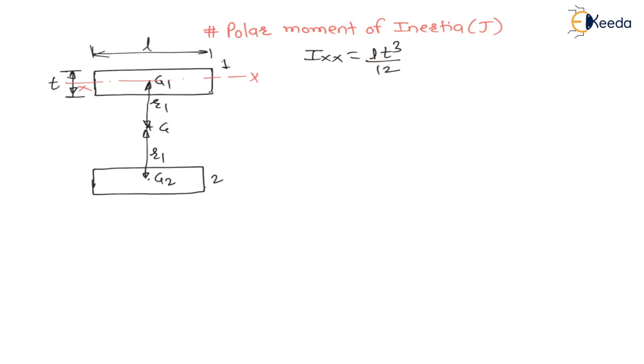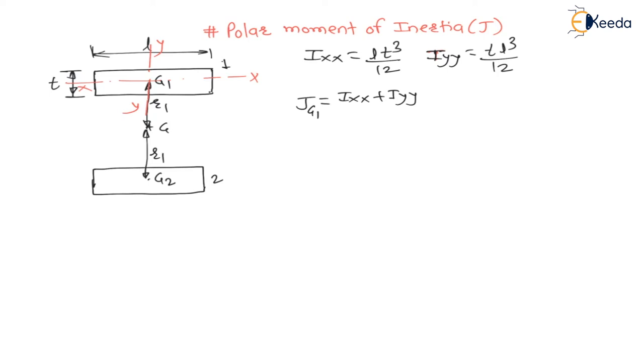If thickness is cut, we have to cube this thickness, so L into T cube divided by 12. Now, if I want to find Iyy about the Yy axis, here the Yy axis cuts the length, therefore we have to make L cube. Therefore, Iyy is equal to T L cube divided by 12. And this polar moment of inertia about G1, the centroid of the first weld, is nothing but Ixx plus Iyy.